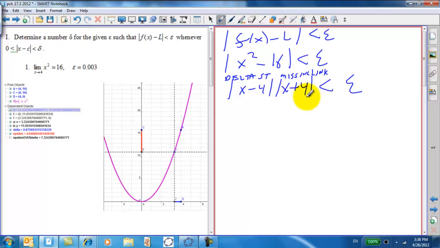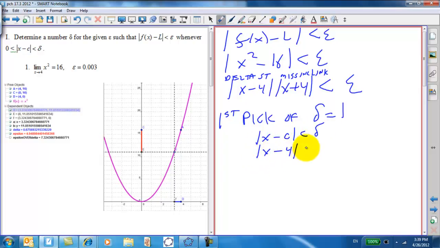So we're going to build up and come up with the size of this thing by making an assumption. We make a first pick of delta to equal 1. And that's generally your best bet for a first pick of a delta. This gives you an idea of how big x is, so you can figure out how big x plus 4 is. So our first pick of delta equal to 1 leads to absolute value of x minus c is less than delta. So the absolute value of x minus 4 is less than 1. So x minus 4 is between negative 1 and 1. Add 4 to all three parts: 3 is less than x is less than 5.